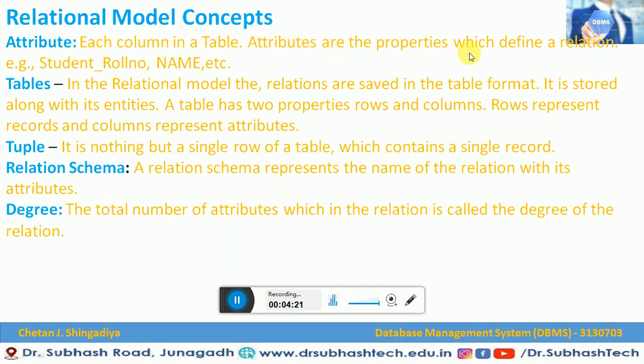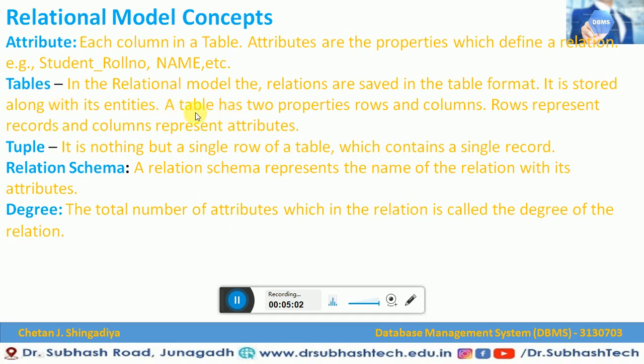These attributes are the properties which define a relation. For example, student's roll number and name are the names of attributes. And these attributes we already studied in our previous video lecture also. Let us define tables. What is a table? In the relational data model, the relations are saved in table format, and it is stored along with its entities. A table has two properties called rows and columns. Rows represent the records and columns represent the attributes. So this is a very simple definition to understand what is a table.